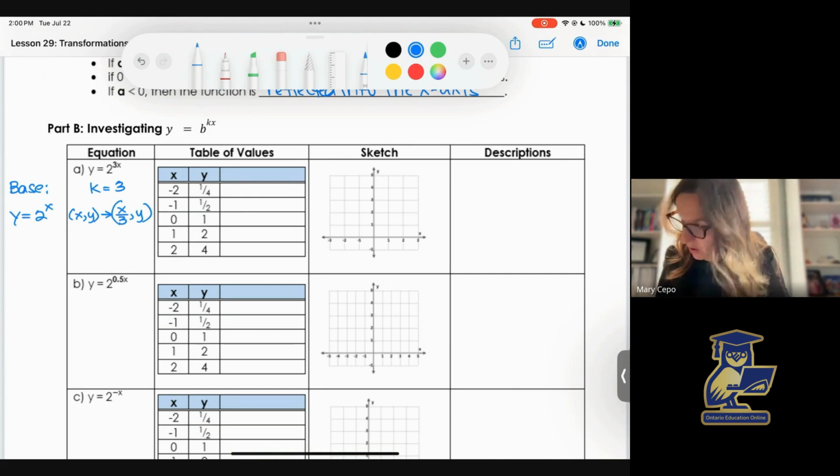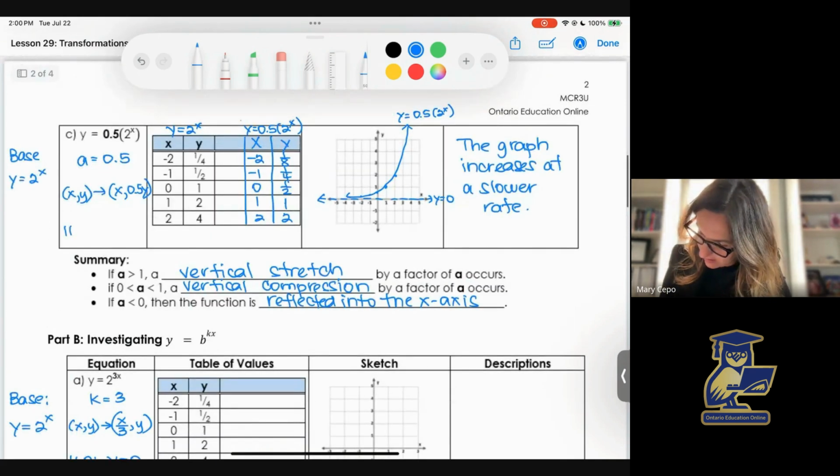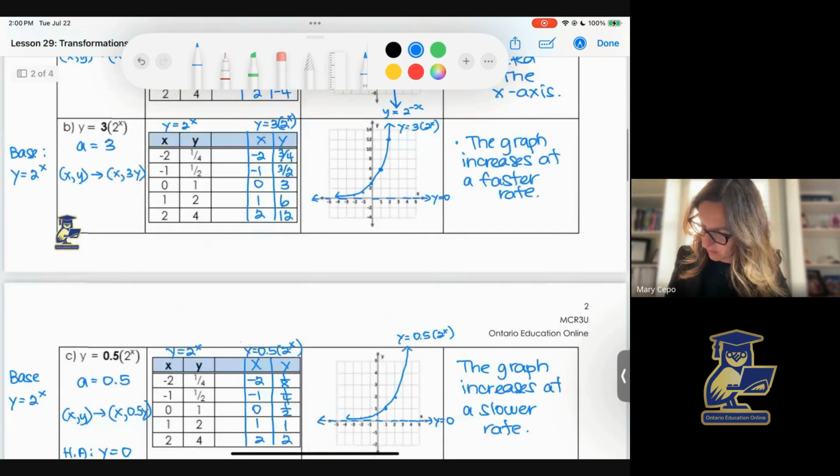Okay? So also, which I didn't identify, but the horizontal asymptote in this case, we did label it, is still y equals 0. I should probably indicate that. Let's go back and just add that. The horizontal asymptote in each case has not been impacted with that vertical.